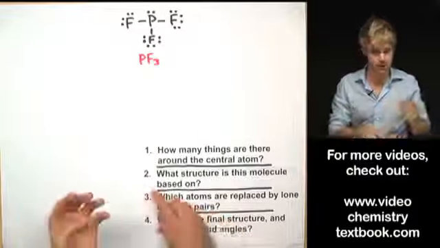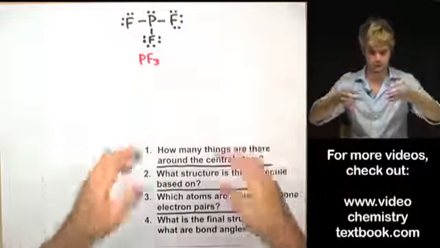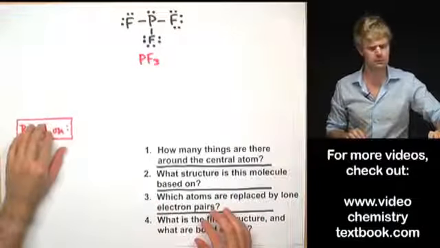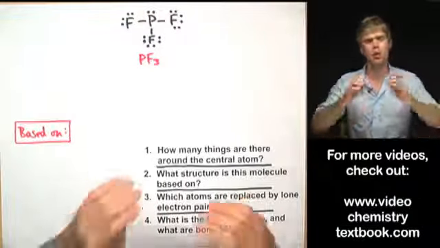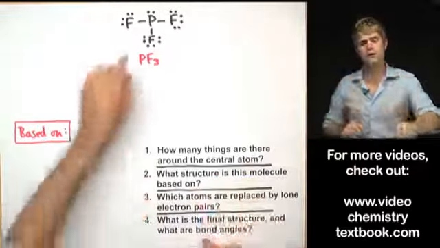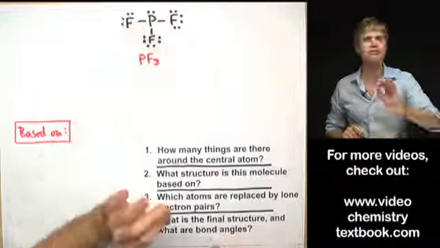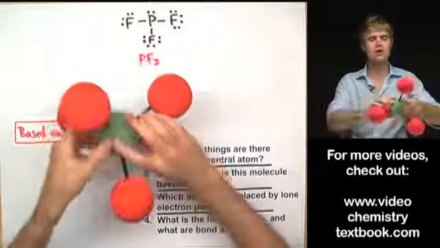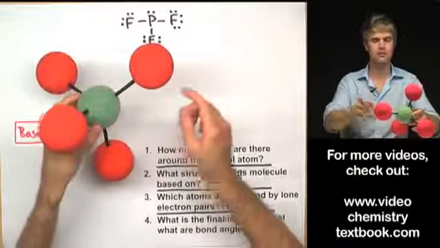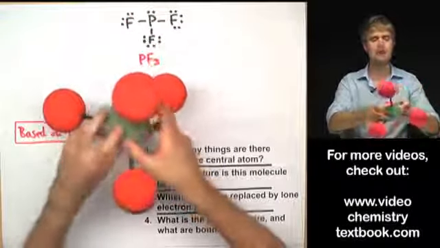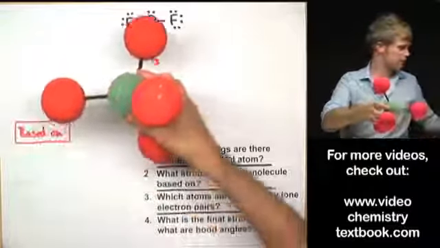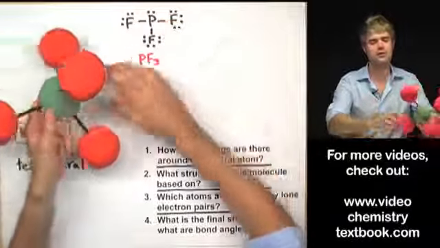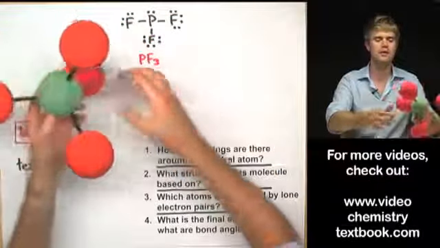Okay, so now that we know how many things surround the central atom, 4 in this case, we ask, what structure is this molecule based on? And what I mean by that is, what if all 4 of these things surrounding the central atom were all other atoms? If they were all other atoms, we'd get this shape, a tetrahedral shape, where we have 4 atoms surrounding a central atom. We call this tetrahedral. And because this has 4 things around the central atom, we say that it's based on this tetrahedral structure.